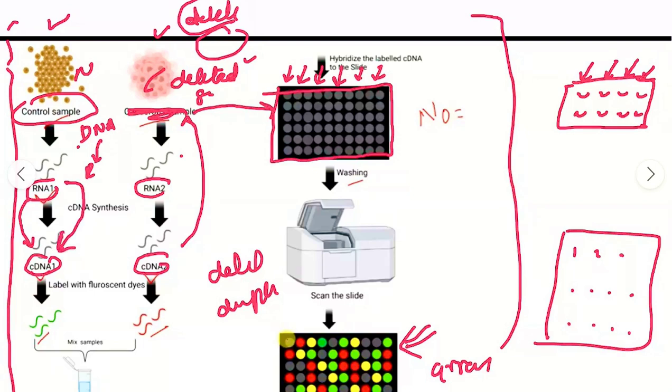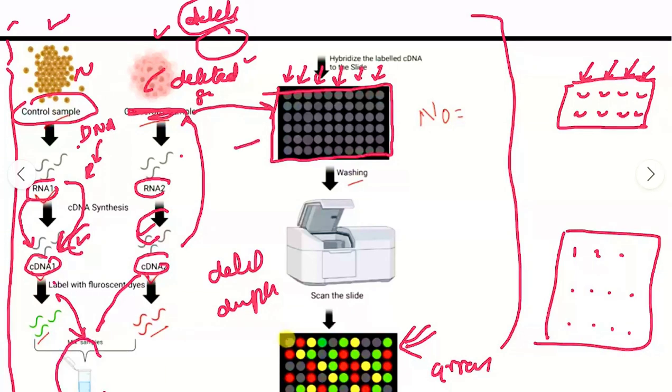This is not the job. We do not need much detail of this process. We just need to know what we get: control DNA and diseased DNA. Control is normal and diseased is abnormal. Then we mix both of these. The mixing of normal and abnormal in one sample, right?